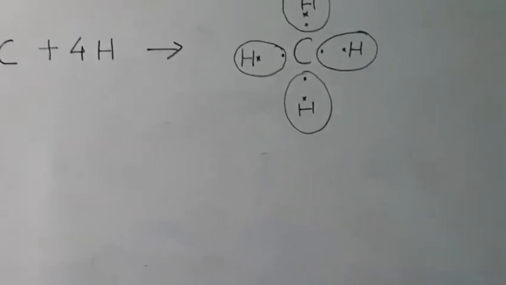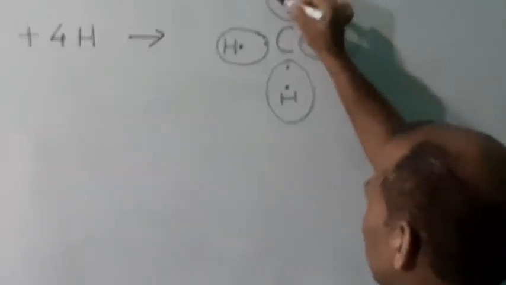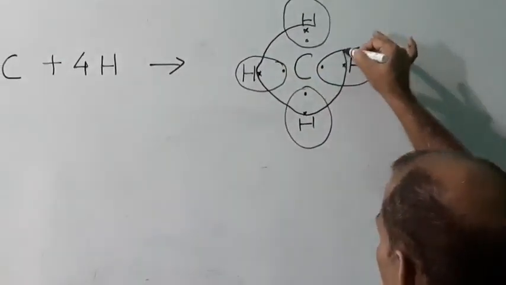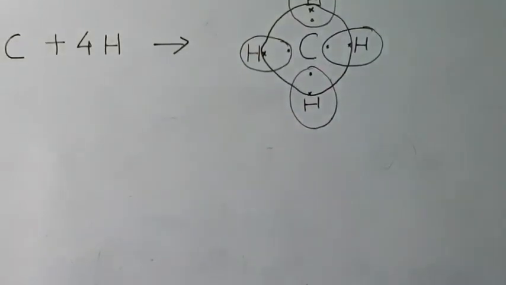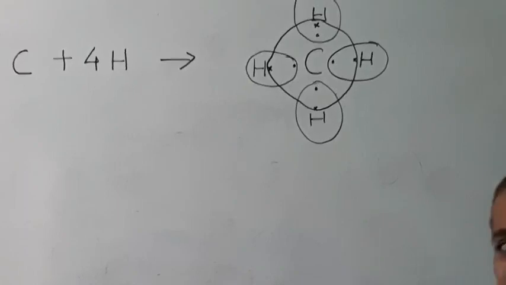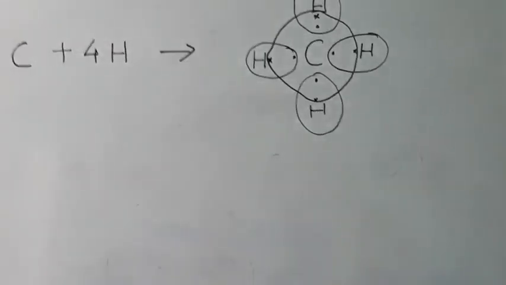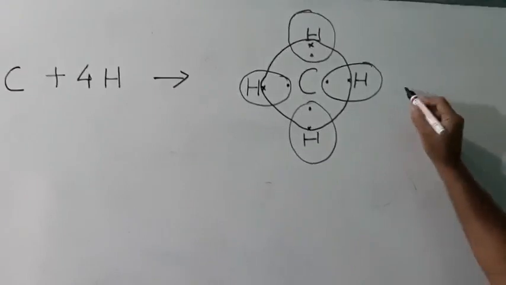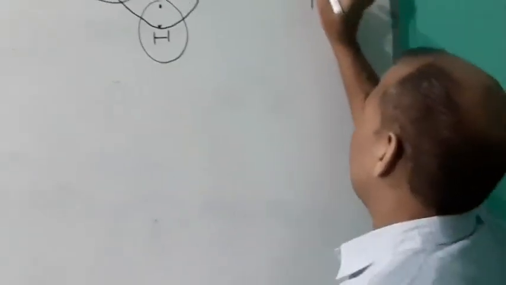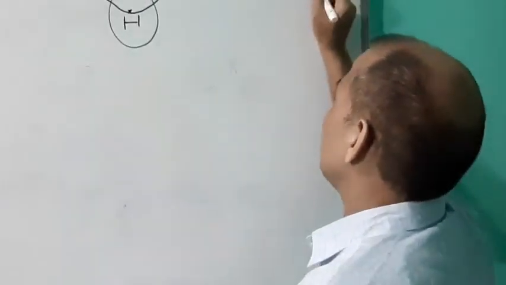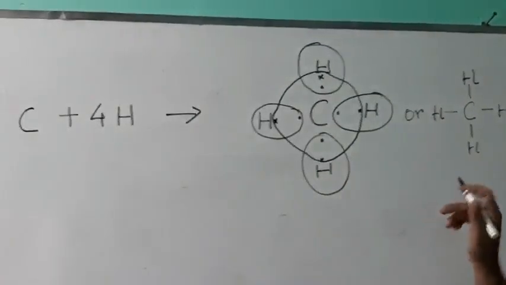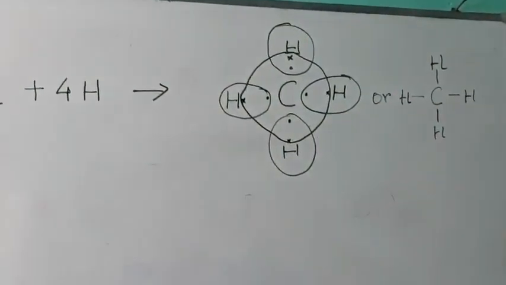Now there is a turn for the carbon. Carbon achieves 8 electrons in its outermost shell by mutual sharing with 4 hydrogen atoms. While doing this, carbon forms 4 bonds with 4 hydrogen atoms. This is CH4.